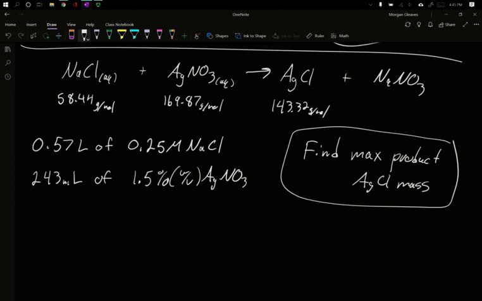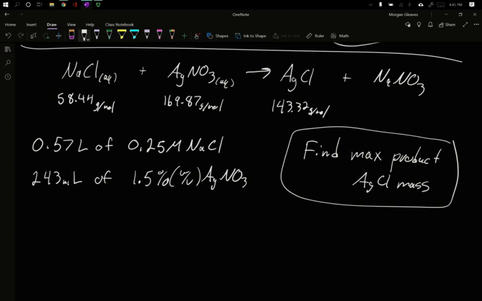In this problem, we're going to take silver nitrate and sodium chloride and combine them and form silver chloride. In this case, we put 0.57 liters of 0.25 molar sodium chloride. We put 243 milliliters of a 1.5% weight to volume silver nitrate. So I have two starting amounts of starting materials. What I want to know is what is the max silver chloride that could be produced by mass.